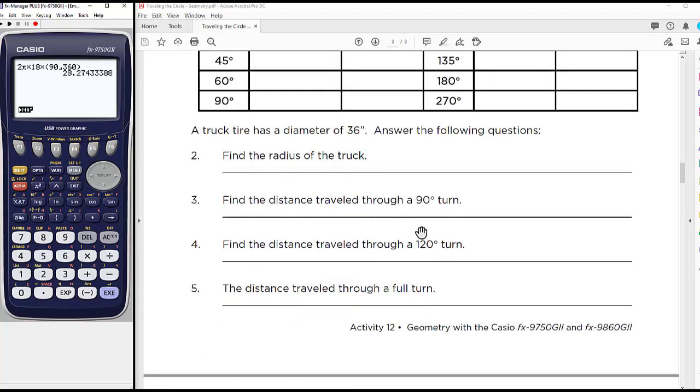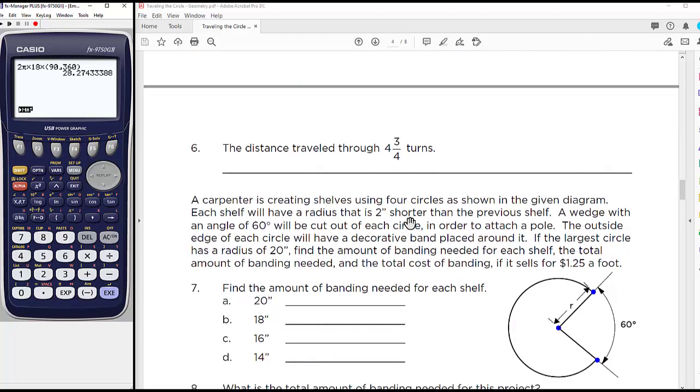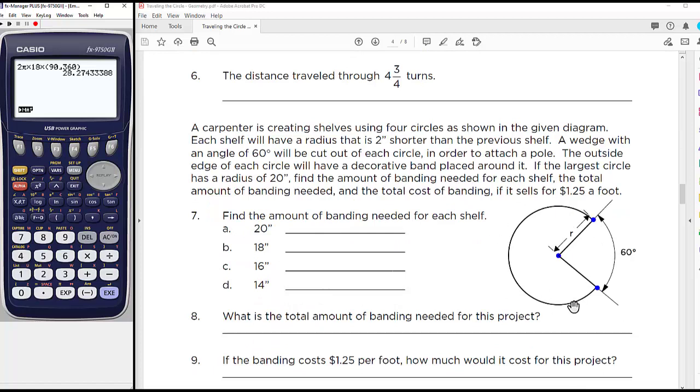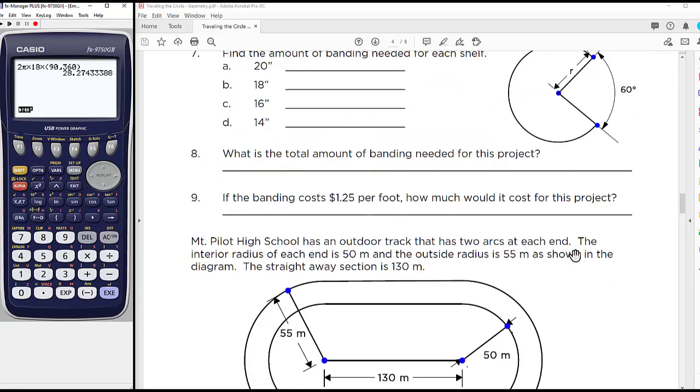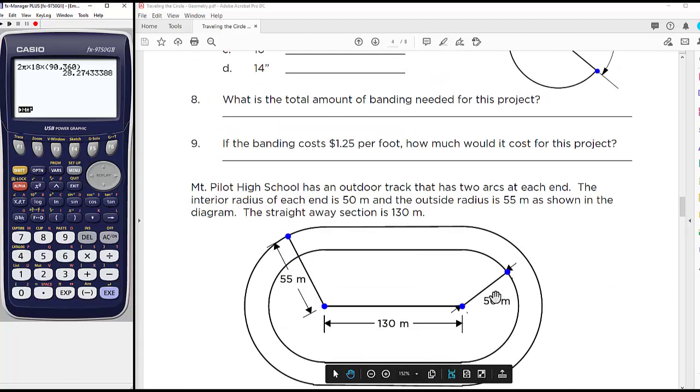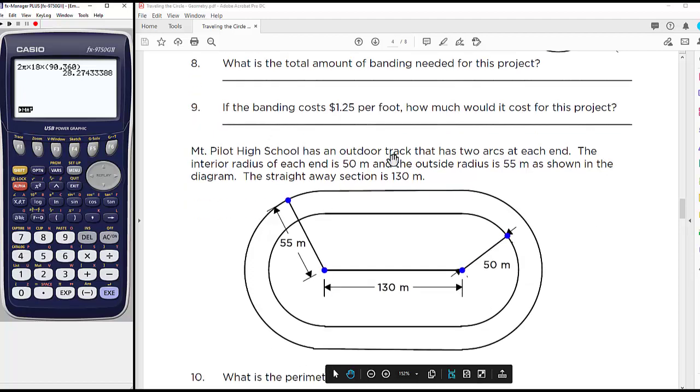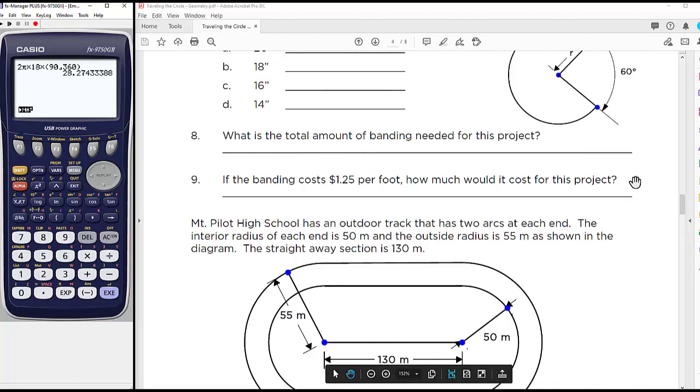Okay, so that's what they're working on. They're working on lots of different examples of using arc length to figure out the distance. This is like making a shelf, so we're really looking at just the length there. Running around a track, what's the perimeter, because it has a straight edge and a curve, so how are you going to calculate that? It has to do with the radius. So a lot of calculations using the fractions and using this formula.